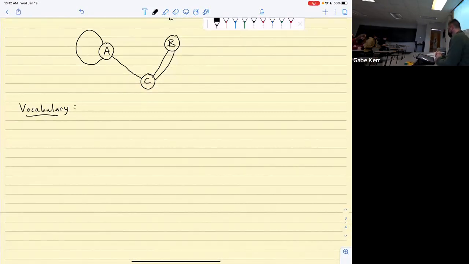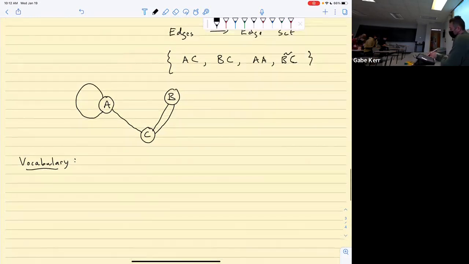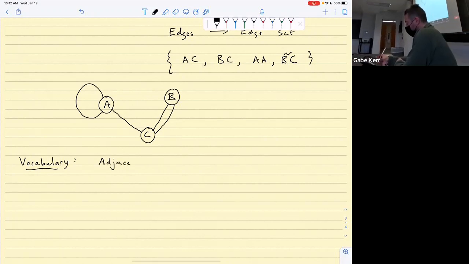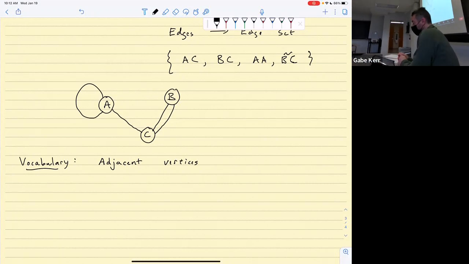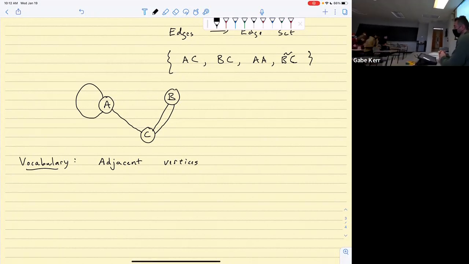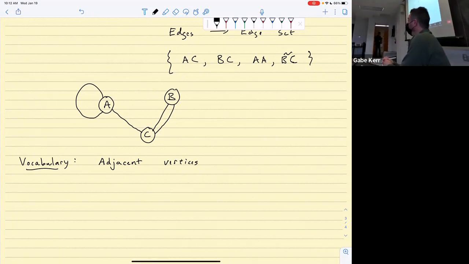Okay, so I've got a list of notions here. Let's talk. You guys can tell me. Most of these are self-evident. Adjacent vertices. Okay, we call on the class. Who can tell me a pair of adjacent vertices in this graph?